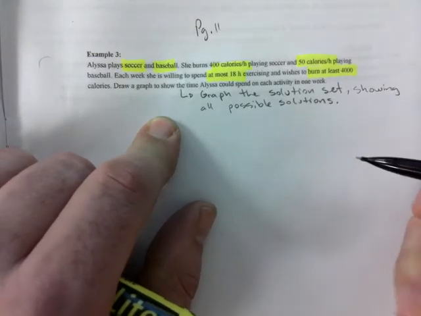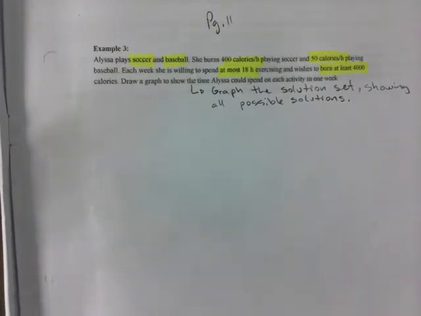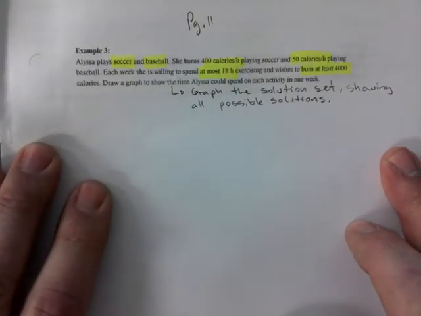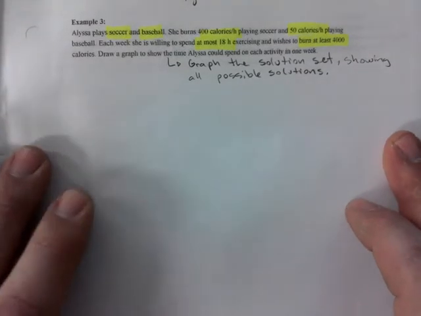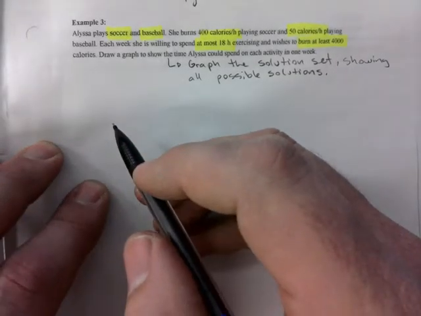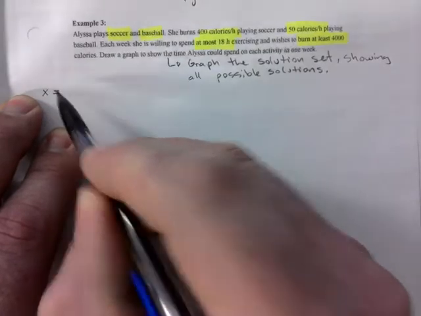So when you graph it, you're basically telling your audience these are all possible combinations you could use to meet all the requirements that are present, all the restrictions. I know we're sick and tired of restrictions, but there's inequalities here, right? So let's write our inequalities here. So you basically go through the steps. If there's no guidance, you need to define your variables.